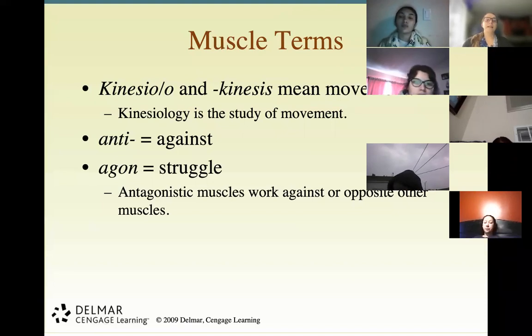Now we can see some combining words here like anti meaning against or agon being a struggle. So for example, antagonistic muscles will work against or opposite from other muscles. And think of like extension versus flexion when you're moving your arms or your limbs, different muscles that work against each other for different types of movement.